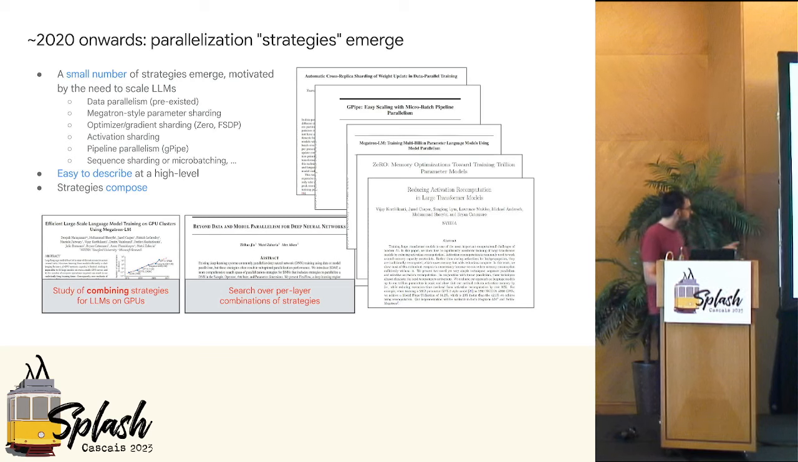For example, there's this nice paper here down left, which was an experimental study of the effects of composing these strategies for large language models on GPU clusters. And some people attempted to even do search over some kind of higher level strategies, like this FlexFlow paper in the middle.